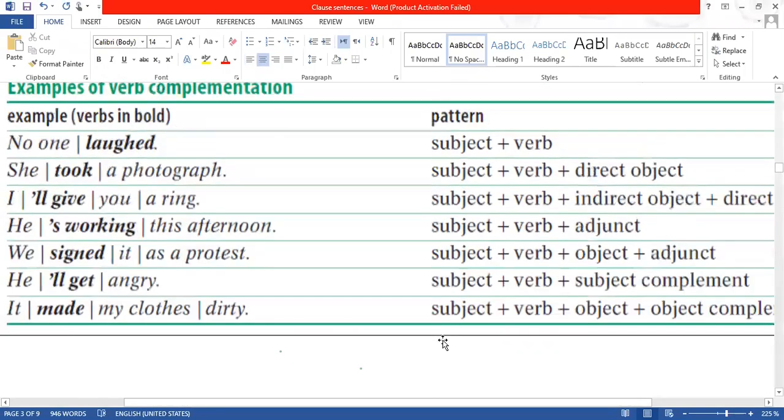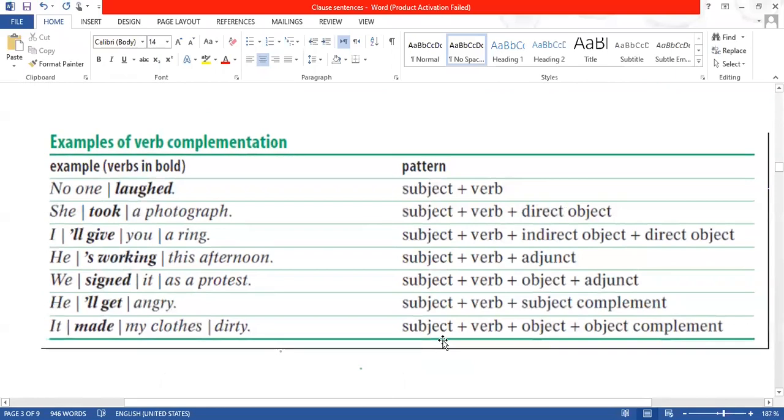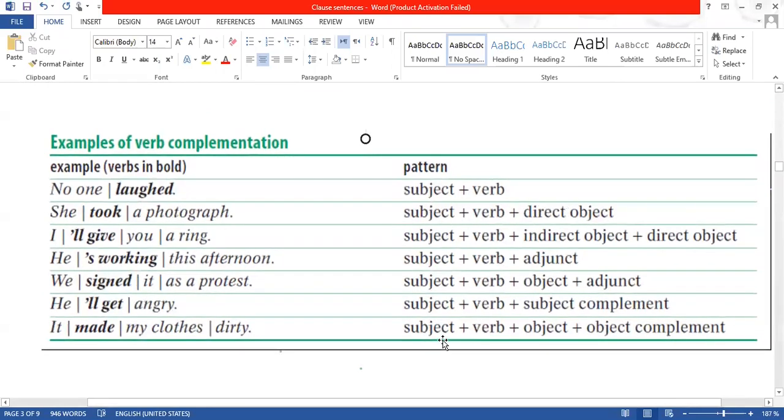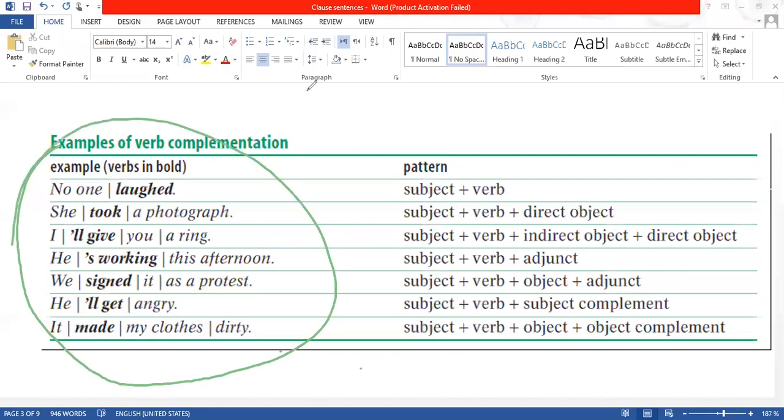Now, this is what we just did. So, elements of clauses, you can say all these are clauses, right? These all are clauses. See, in every tense we have a verb, and we have an object as well.